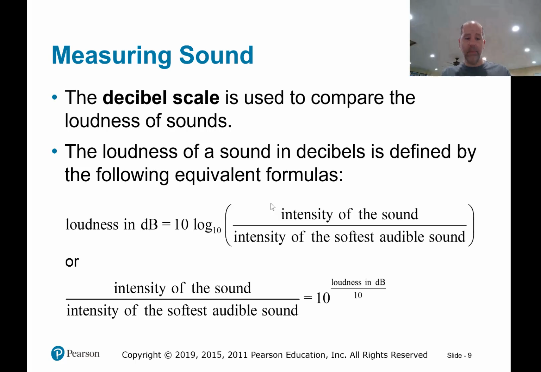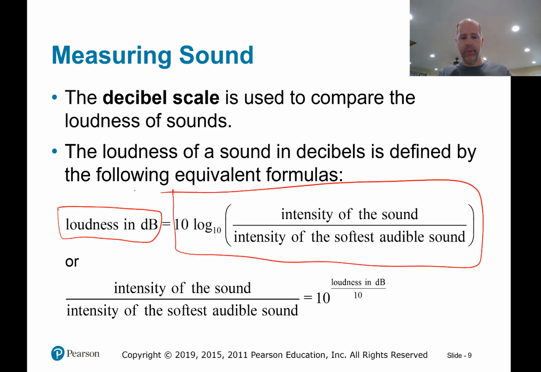So again, we have a log formula and an exponential formula. The loudness in decibels is given by this log formula. Notice that the log is a ratio, where you're comparing the intensity of two sounds. There's the intensity of the sound that you want to compare, and then there's the intensity of the softest audible sound to the human ear. That's our baseline, so that's always going to be the same.